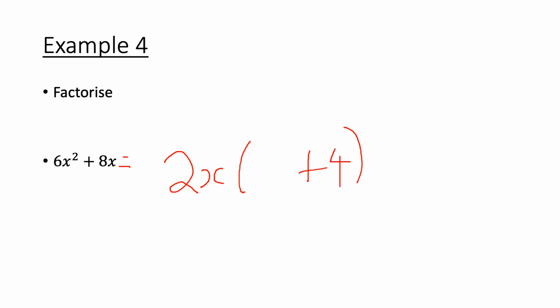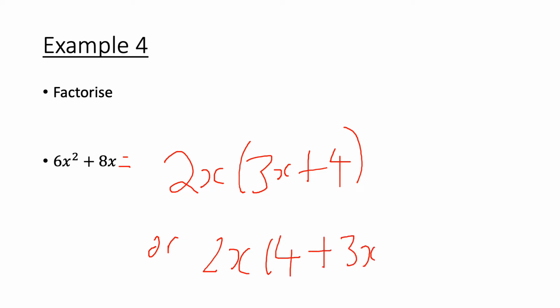And then I've got to be careful here. So 2 times 3 is 6, and then I'm going to times it by an extra x, because x times x gives me x squared, guys. So my answer is 2x brackets, either this or I can write it as 2x brackets 4 plus 3x. Either way would be correct. My highest common factor here is 2x. I hope it makes sense so far.